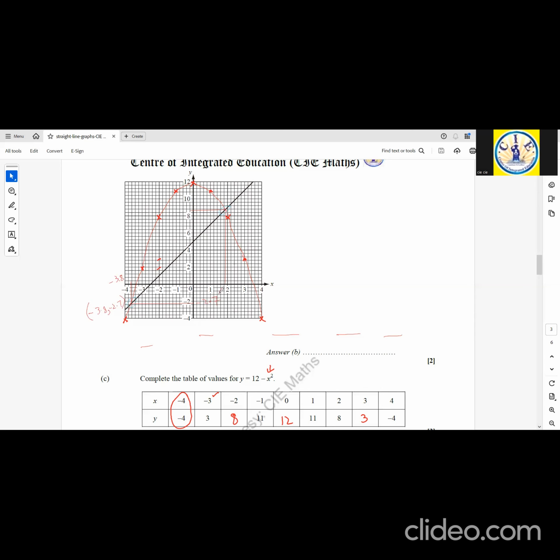This x coordinate is 1.8 and 8.7. So these are the points of intersection of these two curves.